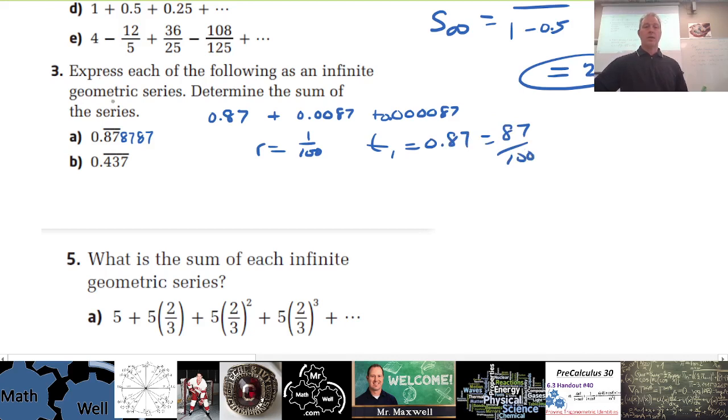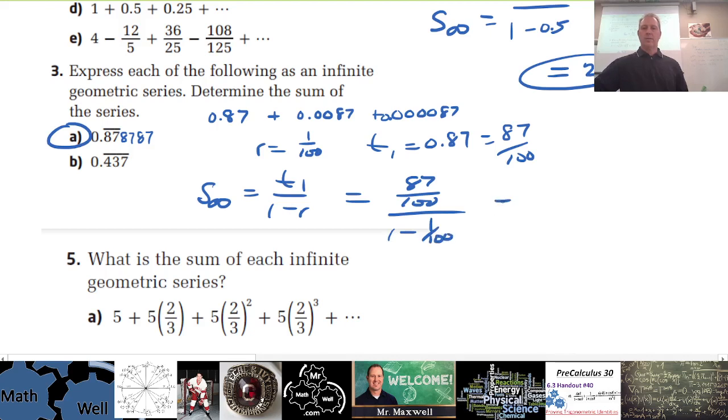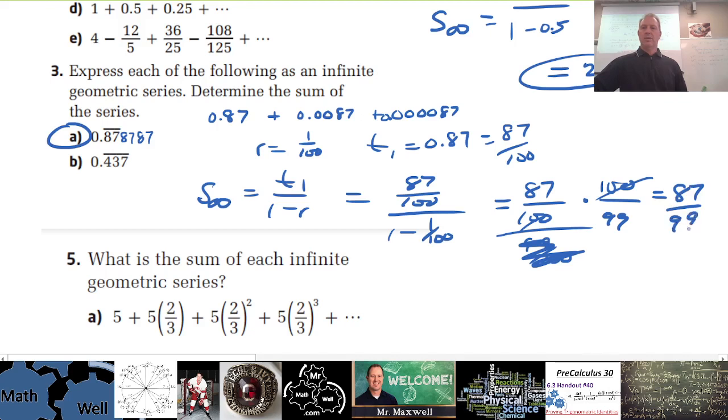We should determine the sum, so we're looking for this in fraction form. That's the whole point. So the infinite sum formula for A here, we're looking at T1 over 1 minus R. That's 87 over 100 divided by 1 minus 1/100th, which is 87 over 100 divided by 99 over 100. That's the same as multiplying by 100 over 99, which, when simplified, is 87 over 99.